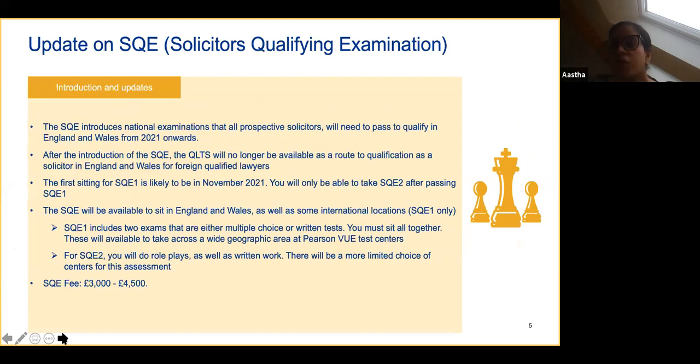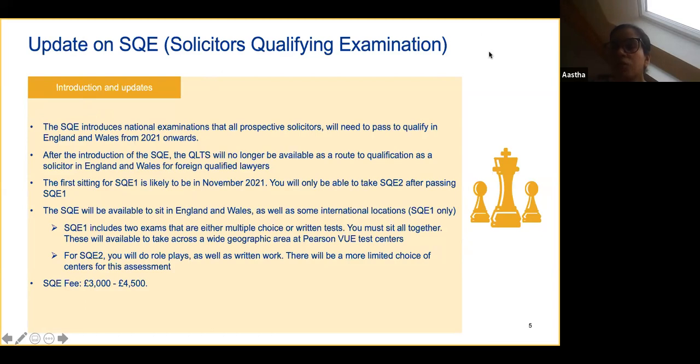It will consist of 2 stages. Stage 1 will focus on legal knowledge. It is very similar to the current MCT part of the QLTS route. And stage 2 will be judging practical legal skills, again very similar to the OSCE part of the QLTS route. Just a bit more about the SQE. SQE 1, the first stage, will include 2 exams that will be multiple choice, following the same pattern as the current MCT route.